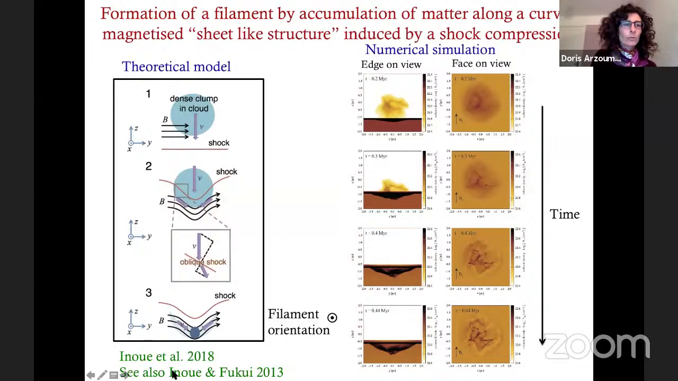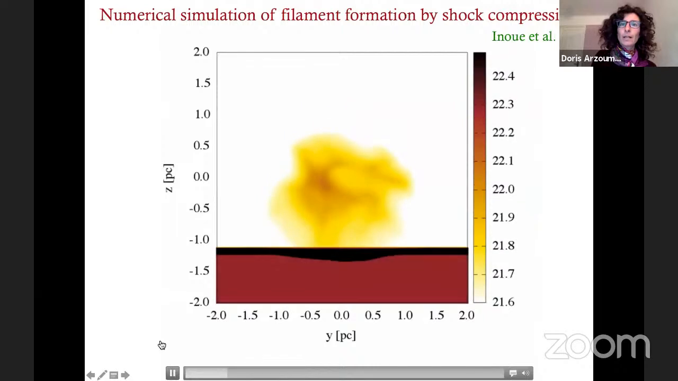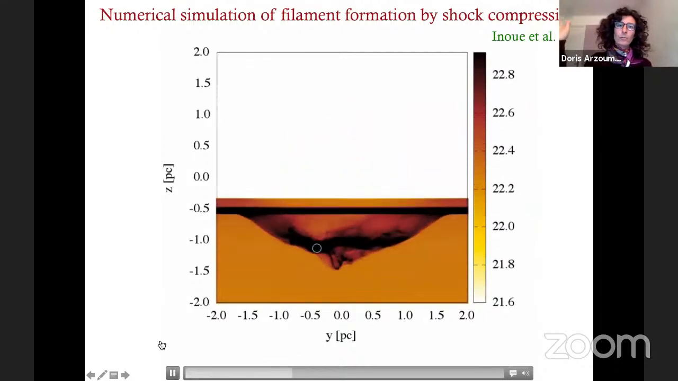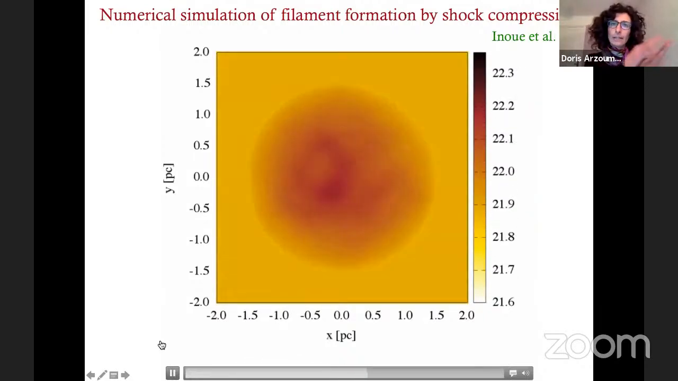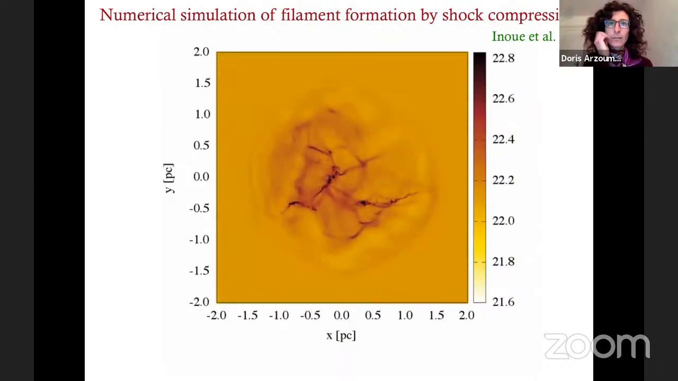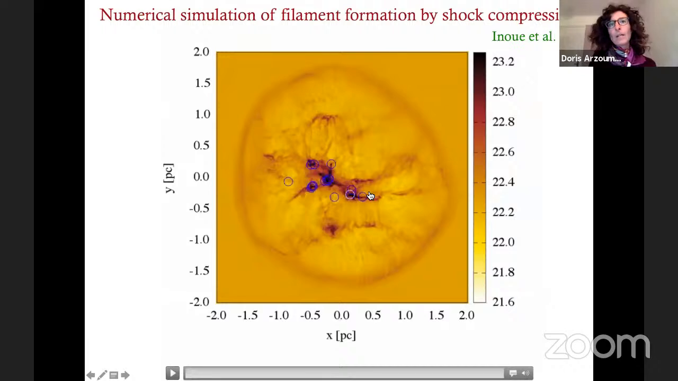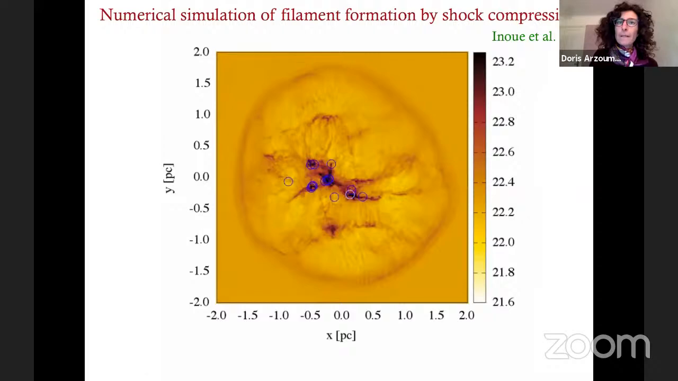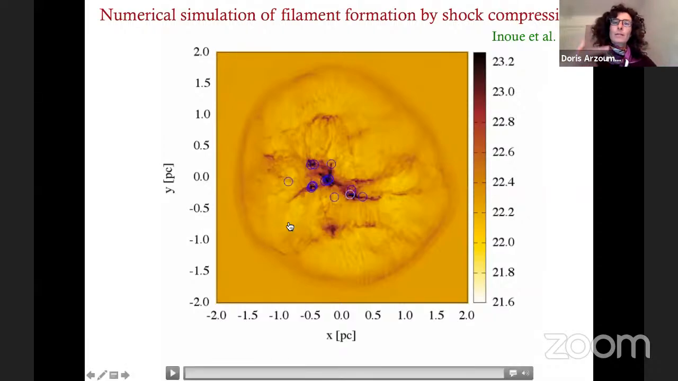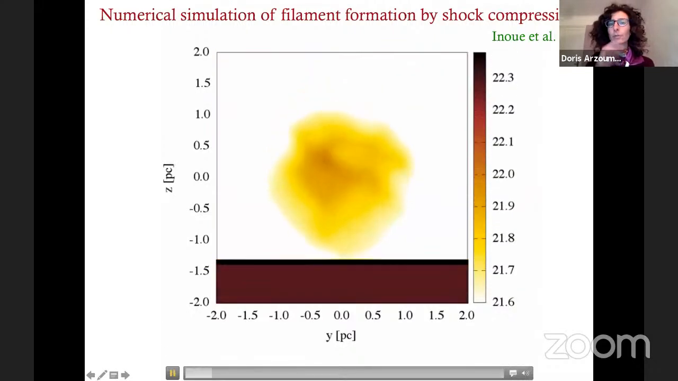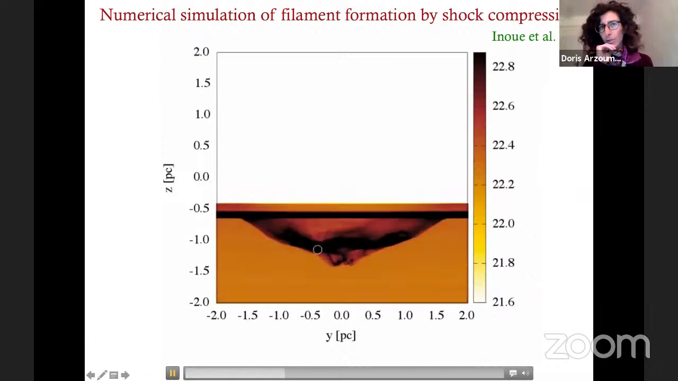So here I can show you the movie of it, where you can see that the interaction will actually form a sheet-like structure. And then it's in this sheet-like structure that the filaments are formed. And then these filaments, which accrete material from the surrounding sheet-like structure, increase in mass and then fragment into star-forming cores. So here the blue dots are basically the locations of the stars which are formed.